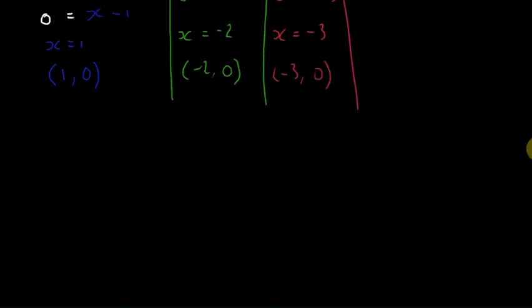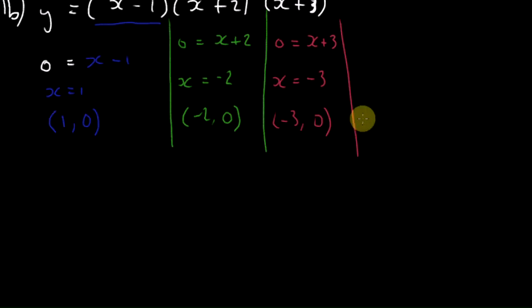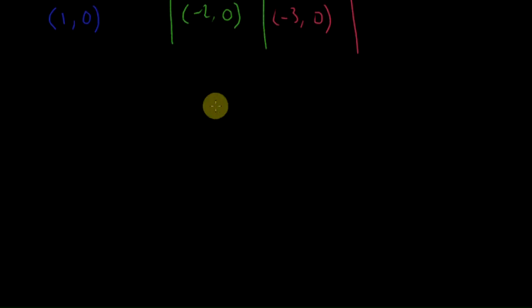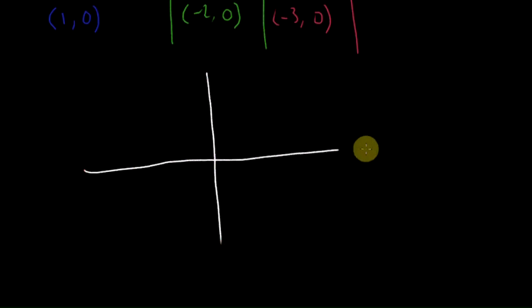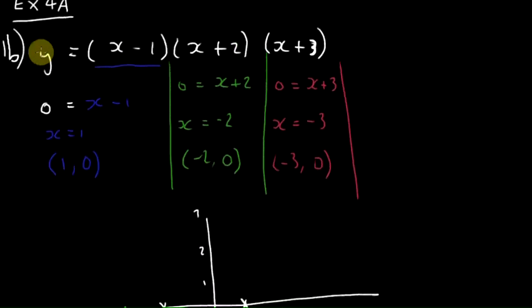Right, so this lot is where, as we will see, the graph crosses the x-axis. So let's just sketch, and I'm going to start at minus 3. 0, 1, 2, 3, minus 1, minus 2. So this one, when x equals 1 and y equals 0, we're going to be here, and we're going to have minus 2 and 0, and then minus 3 and 0.